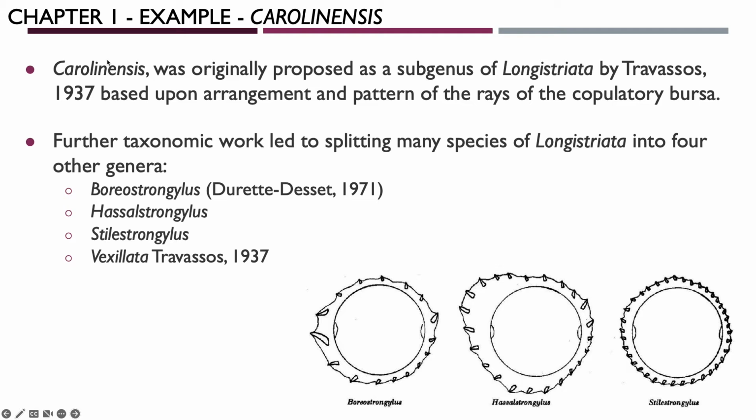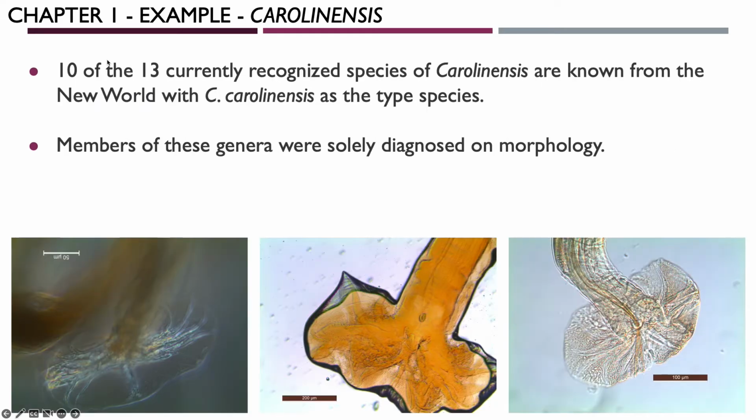And here we can see Boreostrongylus, Hassalstrongylus, Stylostrongylus, and Vexillata. These are based upon only morphological characters. So here we can see these synlophe cross-sections, and that was a major tool used to diagnose these worms.